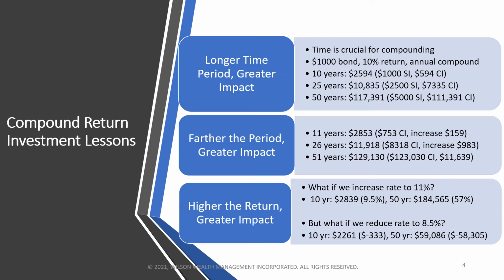Taking another simple example, but a financial one this time, you have a $1,000 bond. It earns 10% interest per year, and we're compounding annually, and we'll start compounding at the start of the year. In 10 years, that bond will be worth $2,594.